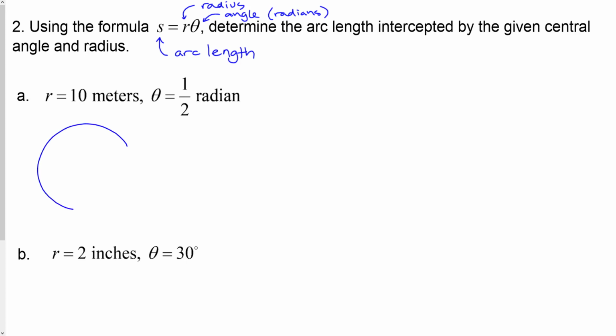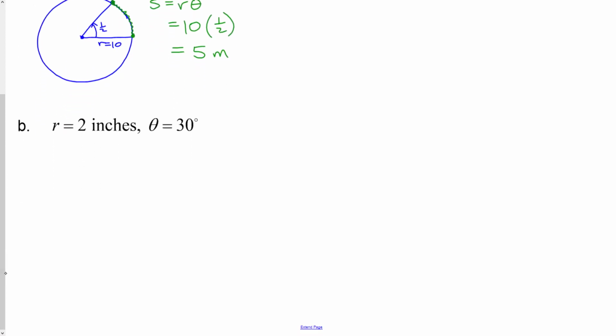So in part A, we have a circle whose radius is 10 meters. So let's say this radius is 10. We're looking at an angle measure of 1/2 radian. And then this region right here is the arc length that I'm looking for. And so I'm told that I can find that using S equals r theta. So the radius of this circle is 10. The angle measure in radians is 1/2. So 10 times 1/2 is 5. So essentially 5 meters in this case. For part B, I have a circle whose radius is 2 inches.